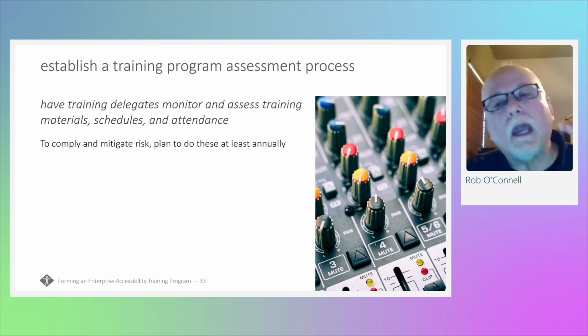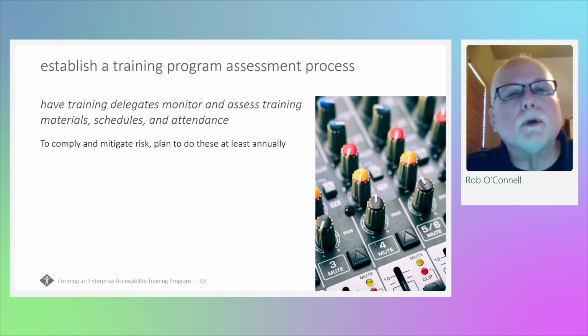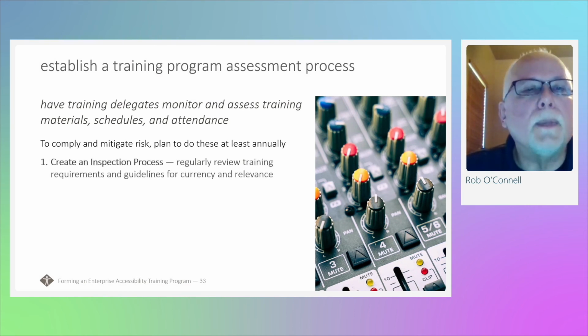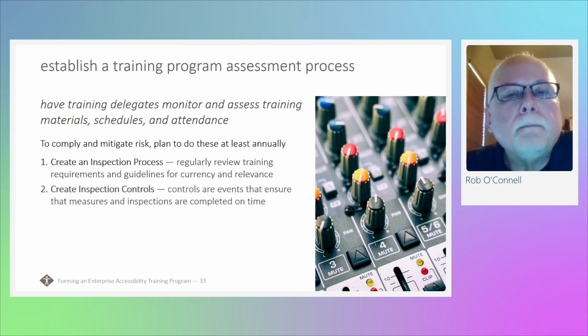And so in every specialized line of business, whether it be banking or life insurance in our company or the various lines of business that you may have in your company, you want to make sure that you're mitigating risk on a recurring basis and that you're assessing and monitoring the training that goes with those risks that tries to reduce the risk for the company. So you need to create an inspection process and regularly review the training requirements and guidelines for currency and relevance.